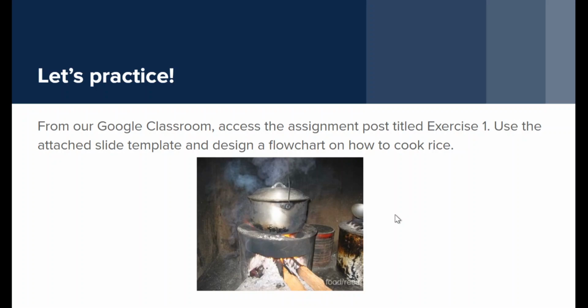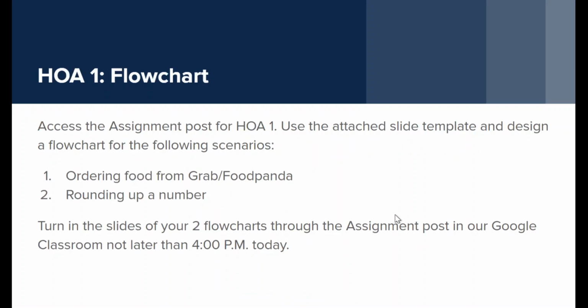So I want you to do this. It's a practice only, for exercises. It's not graded. So you can use it to practice in creating your flowchart or other activities. For this one, I hope you know how to cook rice. I want you to create a flowchart using the steps or procedures that you made in cooking rice. And this is for HOA 1 also. As much as possible, try to submit it within the deadline. So I want you to access the assignment post for this and to create the flowcharts given in that assignment post.